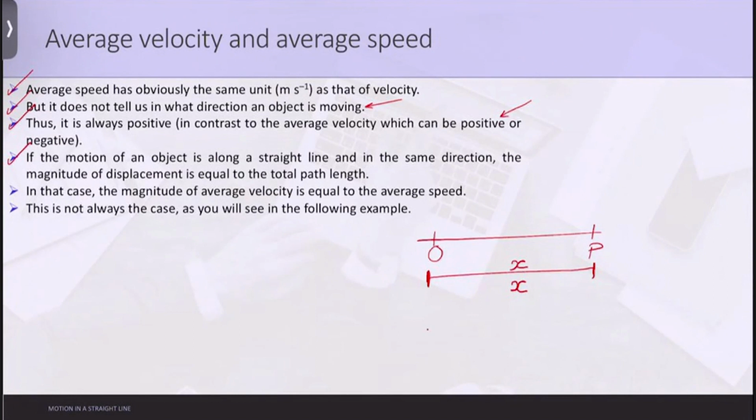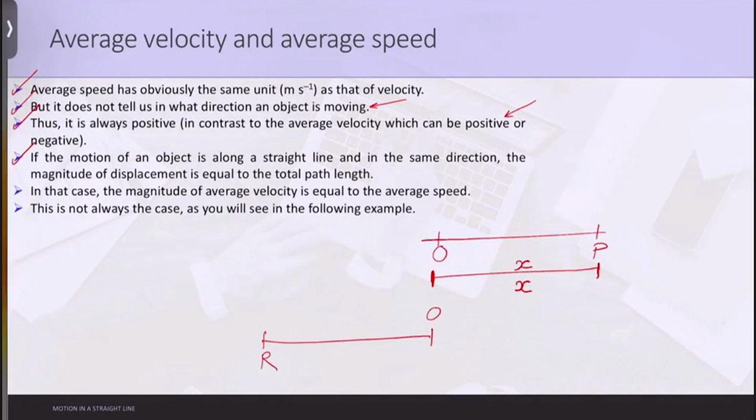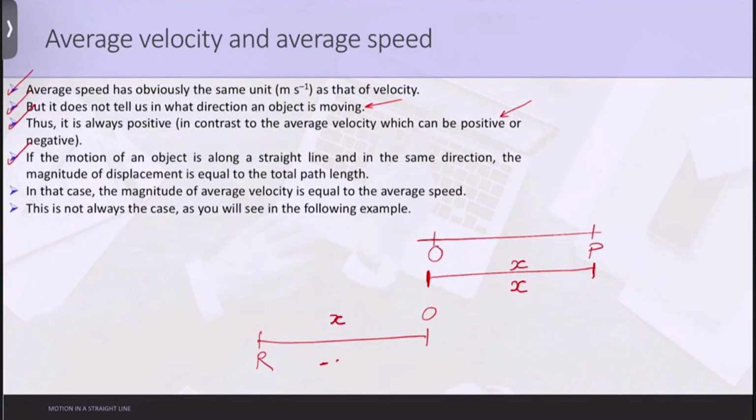Similarly, let us say we are at this O position and we are at this R position. If you are moving in this direction, the total path length will be x only, and the displacement will be minus x. Then the magnitude of this will be the same. They are just saying the magnitude of displacement will be the same. Magnitude of displacement is equal to total path. Fine. So this thing is also clear. In that case, the magnitude of average velocity is equal to average speed. Please remember, magnitude is always the mod of that value, right? So the mod of average velocity will be equal to average speed. That has only been explained.